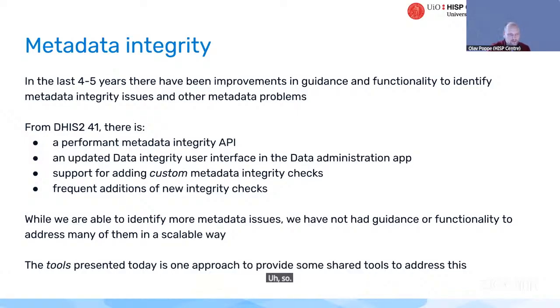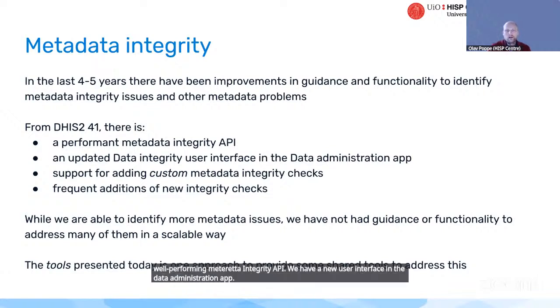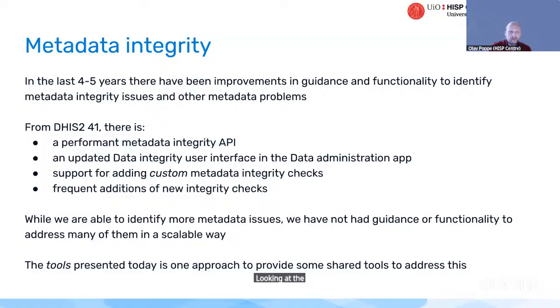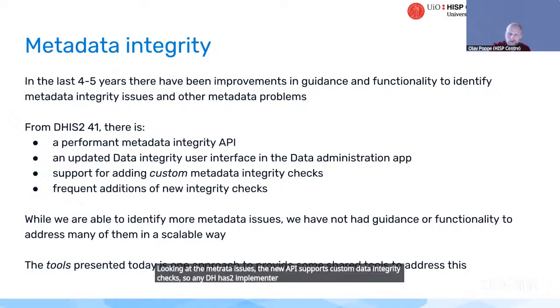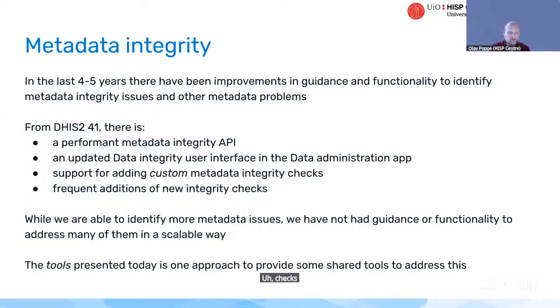So from DHIS 2.41, we have a new well-performing metadata integrity API. We have a new user interface in the data administration app for looking at the metadata issues. The new API supports custom metadata integrity checks, so any DHIS2 implementer can define their own checks and add those to be included as part of the API. And with this new API backend, we are also able to add more integrity checks a lot quicker than we were able to before.